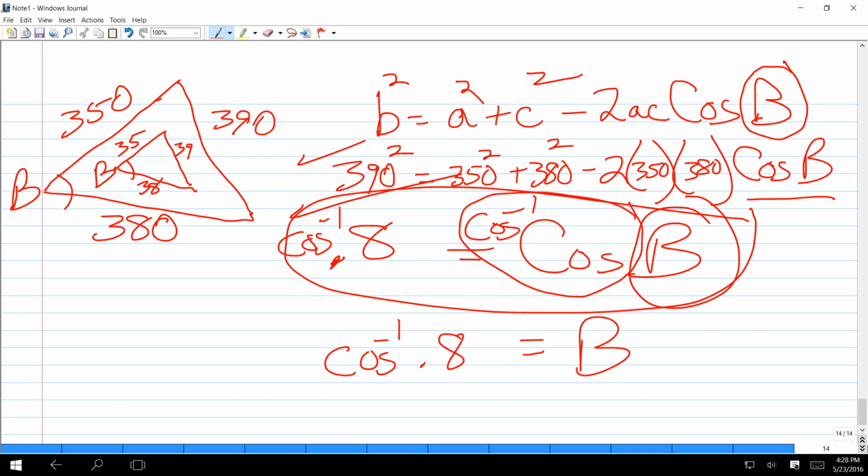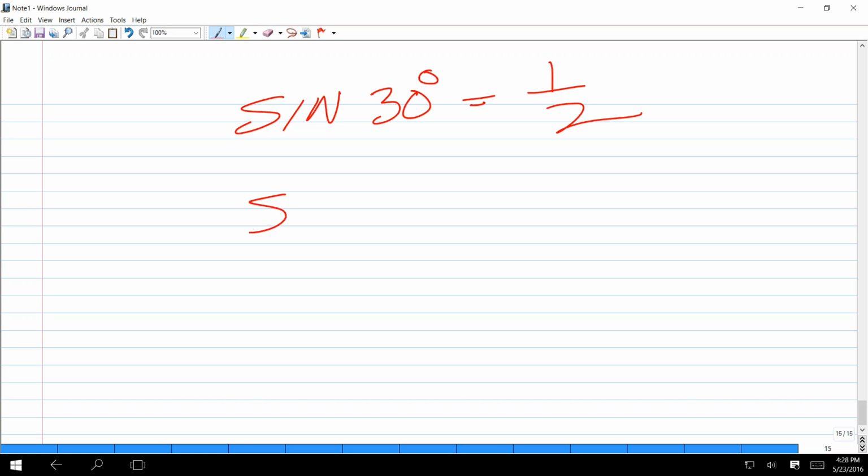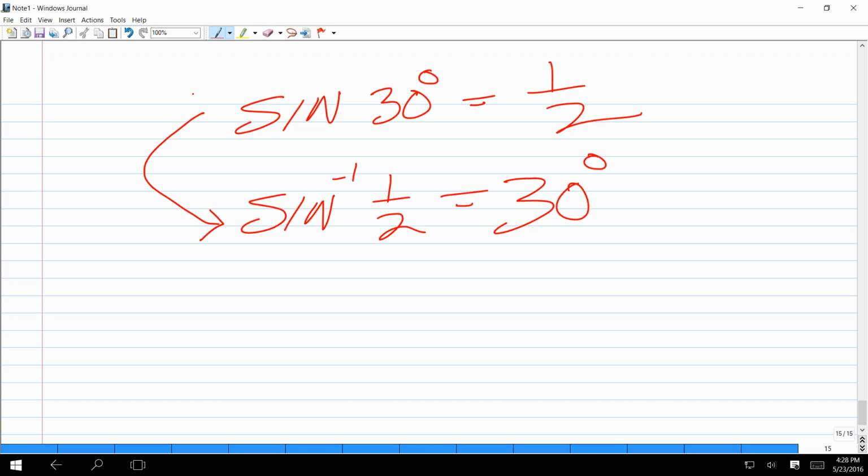And let's just make sure that we understand this. We take trig functions of angles to get ratios. We take inverse trig functions of ratios to get angles. And this is an if and only if proposition. If the sine of 30 degrees is equal to 1/2, the ratio 1/2, then the inverse sine of the ratio 1/2 is equal to 30 degrees.